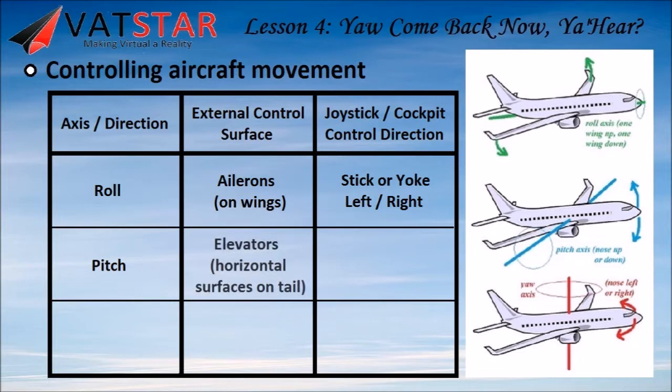If it helps you to remember, at least in the US, in a tall building, an elevator is what helps you go up and down. Of course, you crazy Brits and Aussies and Kiwis call that a lift, so don't confuse yourself. Elevators are controlled by moving the stick or yoke forward or back.